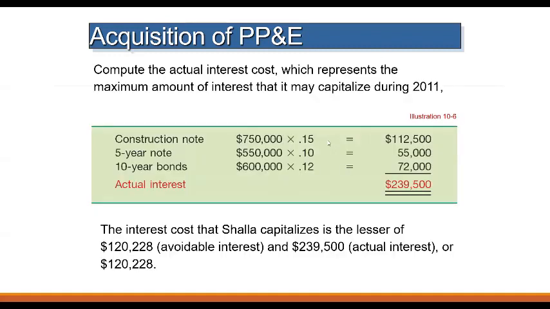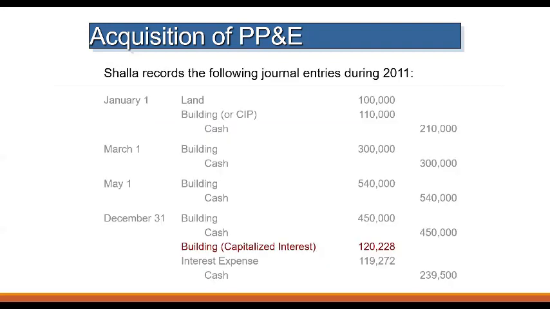if I'm moving forward to the slides that we did, the actual interest is 239,500. And as usual, we are taking the lesser of these two numbers. I have 120 and 239, and 120 is the one that will be capitalized. Up till now, nothing is different from the previous example. The new issue here is the interest, if I required you to do journal entries for the whole problem.